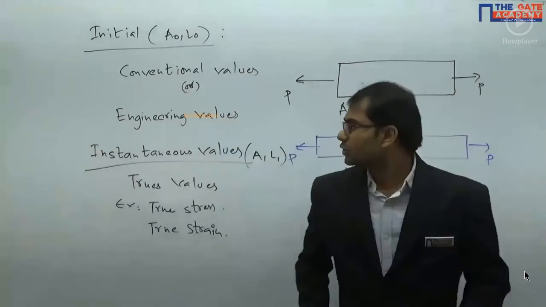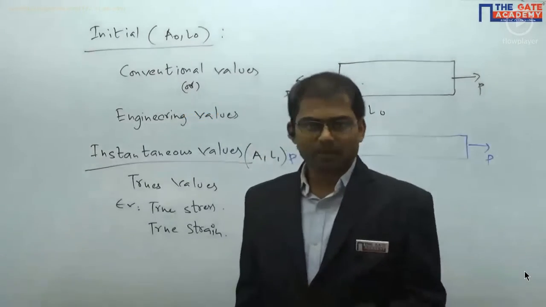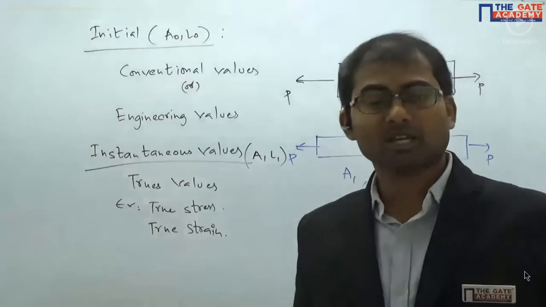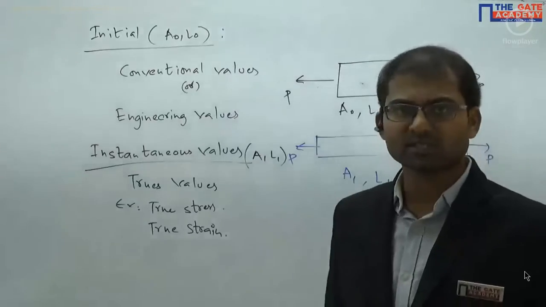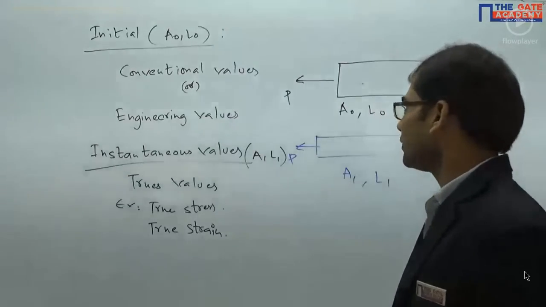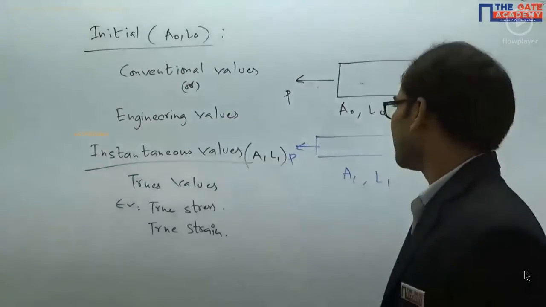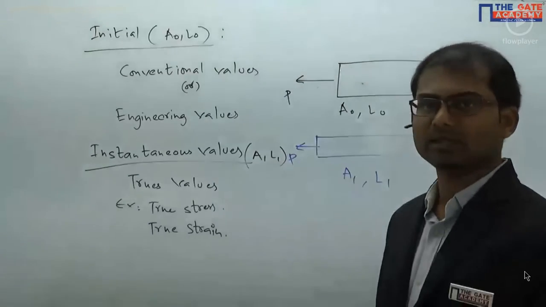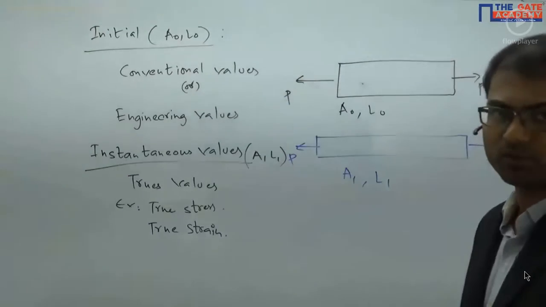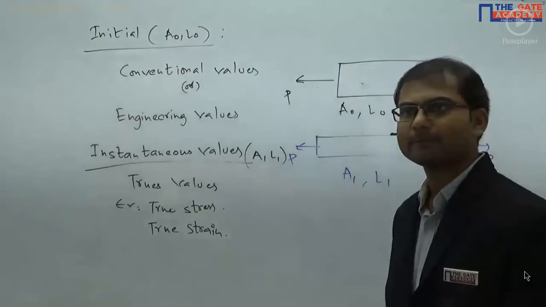Copy it fast. If you're going with initial dimensions, the corresponding values of stress and strain are called conventional values or engineering values. And if you're going with the instantaneous values of dimensions, A1, L1, etc., those are called true stresses or true strains, or true values basically.